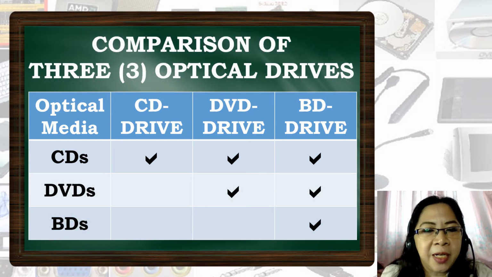Now, let us compare the three optical drives. The CD drive can only read a CD, while the DVD drive can read the CD as well as the DVD. And the BD drive can read all three: the CD, the DVD, and the BD.